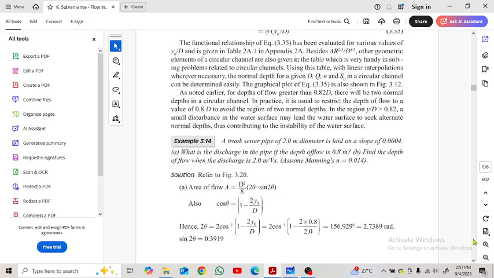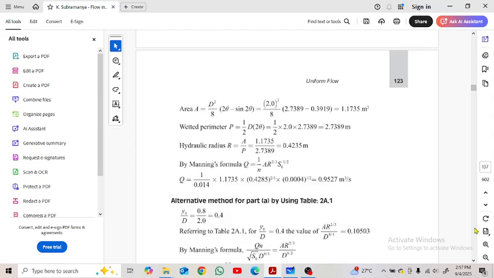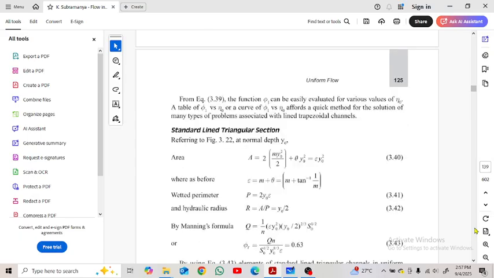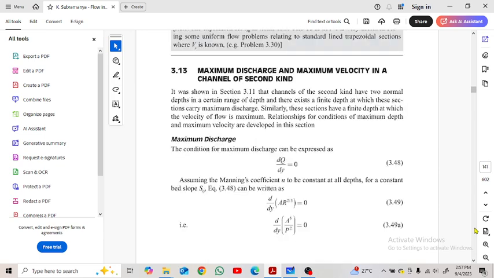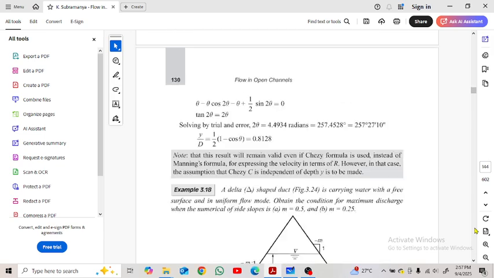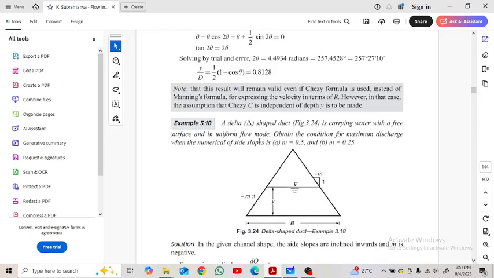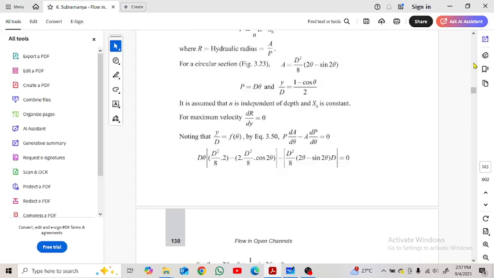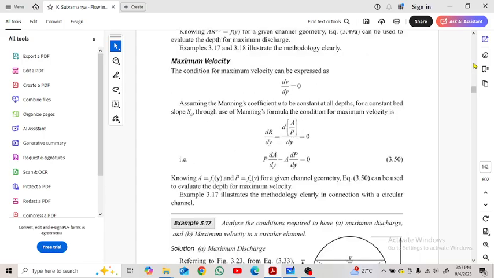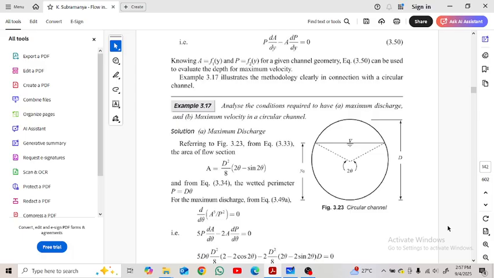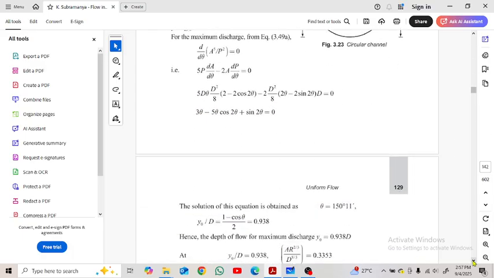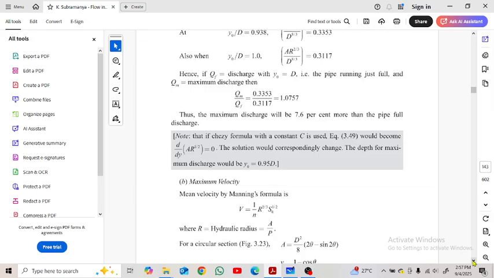So next question. Go through this question for the final exam, 3.14. This question has already been asked; you can look at the question bank. You go to the question bank, and you will see this question which has already been asked in the IA final examination. This is the condition analyzing the maximum discharge and maximum velocity condition. Using this concept, you have to do the numerical.